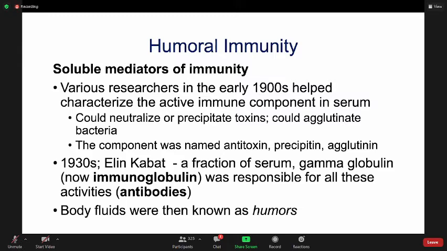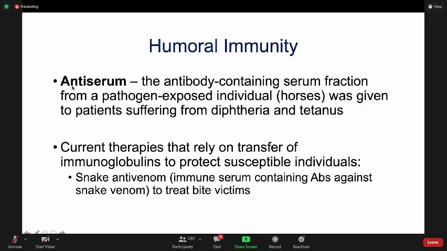So he identified that this fraction, called the gamma fraction, is the one that was responsible for this antitoxin or agglutination activity. They later called them antibodies. So these names are interchangeable: antibodies, immunoglobulins, or gamma globulins. And why this is called humoral immunity is because back then body fluids were called humors. So depending on where it was found, it was still called a humor.